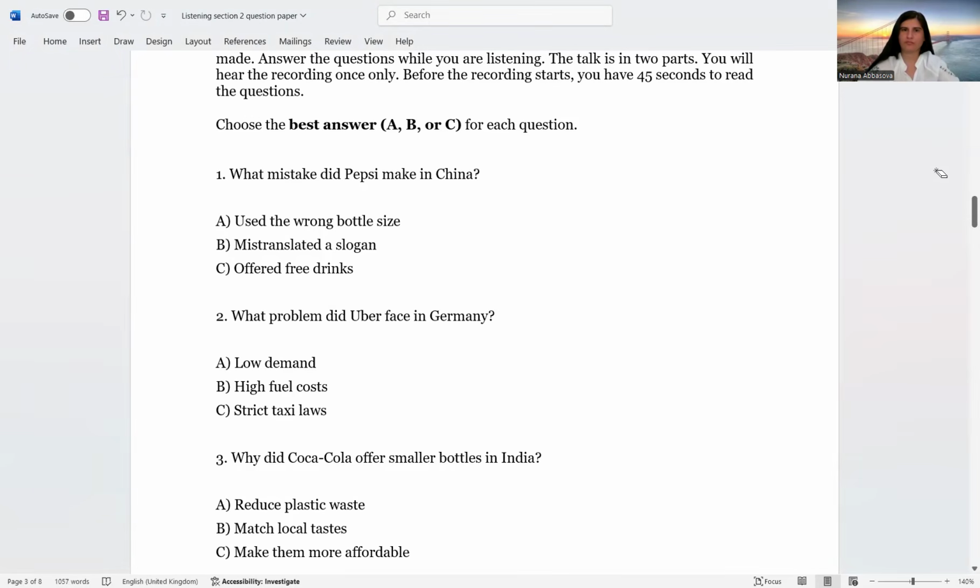Can you tell me why cultural differences matter in global marketing? Absolutely. Every country has its own traditions, values, and language. A message that works well in one place can completely fail somewhere else. For instance, Pepsi once translated its slogan into Chinese and accidentally made it sound like they were bringing dead ancestors back to life, not the message they were going for.